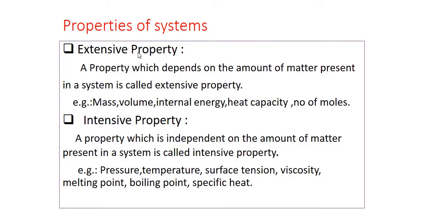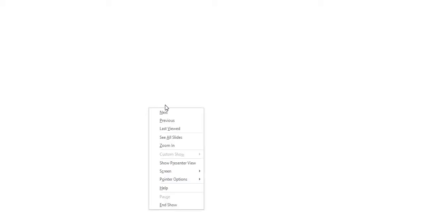Next, we discuss properties of system. There are 2 different important properties. First, extensive property, and next, intensive property. An extensive property is a property which depends on the amount of matter in the system. Examples are mass, volume, internal energy.